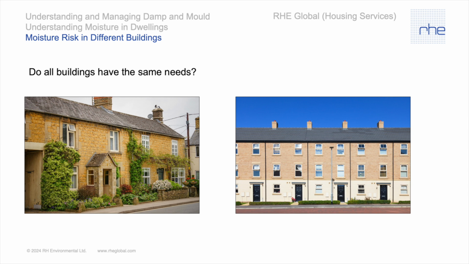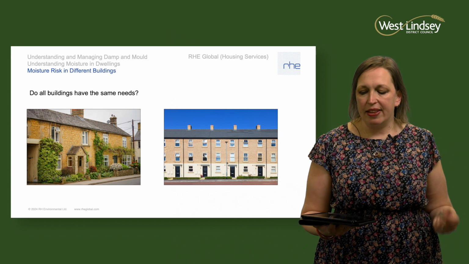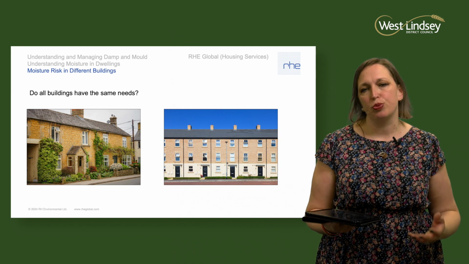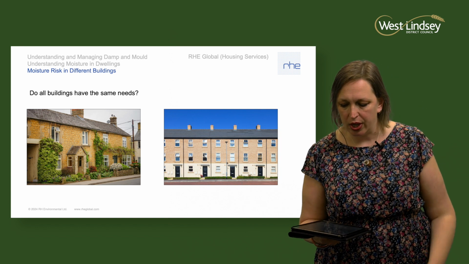So think as well about different types of buildings. On the screen here, you can see on the left a really traditional dwelling, and on the right a more modern building. And these buildings interact differently with moisture within them. A traditional building, we're talking about anything really pre-1919. We're talking about solid wall properties built with traditional techniques with natural materials.